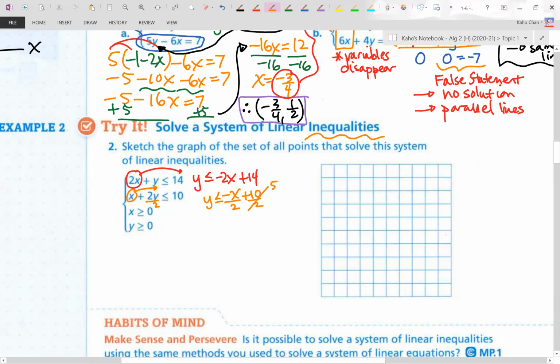Now I noticed something very interesting. These 4 inequalities all happen to fall in the first quadrant. I'm going to go ahead and set my axes that way. Here's my y-axis and my x-axis. I've already color-coded them so you can see it.